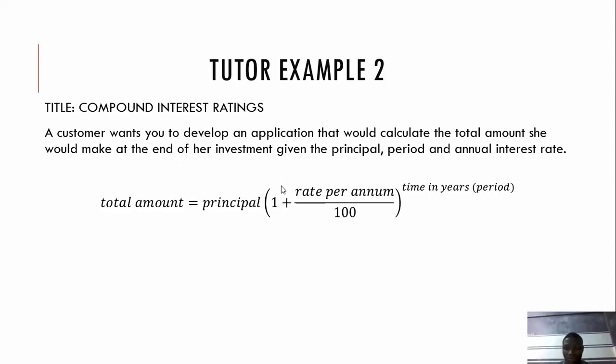So the principal is in normal numbers, plus the formula is total amount is equal to the principal into bracket 1 plus the rate per annum, so that will be in percentage, so we divide it by 100, then bracket close, all raised to the power time in years, which is the period, so 2 years, 3 years, or it could be 0.5, meaning 6 months, half of a year. Okay, so this is our equation.